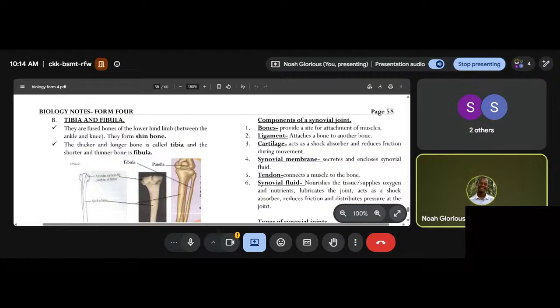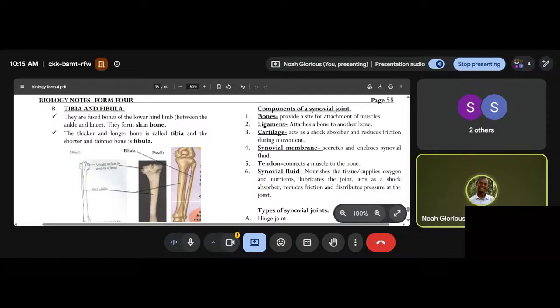Cartilage, we said, when you go back to the structure of the humerus, we said the head of the humerus has a very soft material that we call cartilage that has two main functions: to act as shock absorber and also to reduce friction during movement. It also has the synovial membrane.